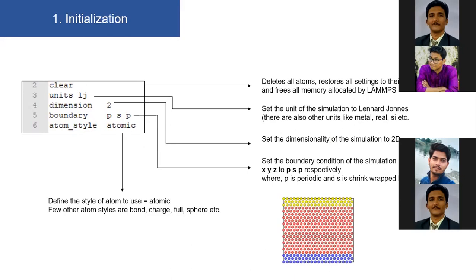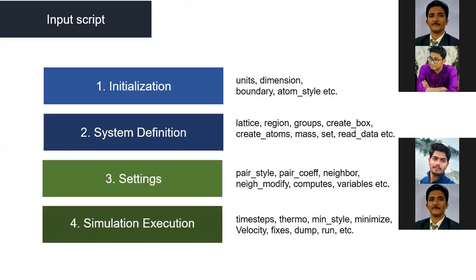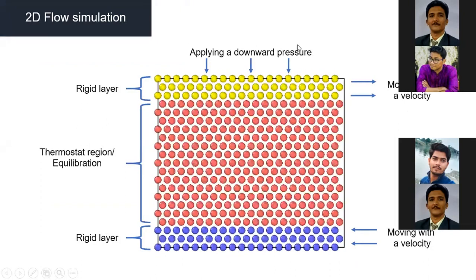And why are we using S? I mean, we're using S in the Y direction. Here you can see I have used the boundary condition PSP. So P means periodic in the X direction, S in the Y, and P in the Z direction. As for the Z direction, I'm considering a two-dimensional simulation, so the Z direction doesn't matter. But why are we using S in the Y direction? That is because we are using an extra force. Here you can see that we are applying a downward pressure on the top layer.